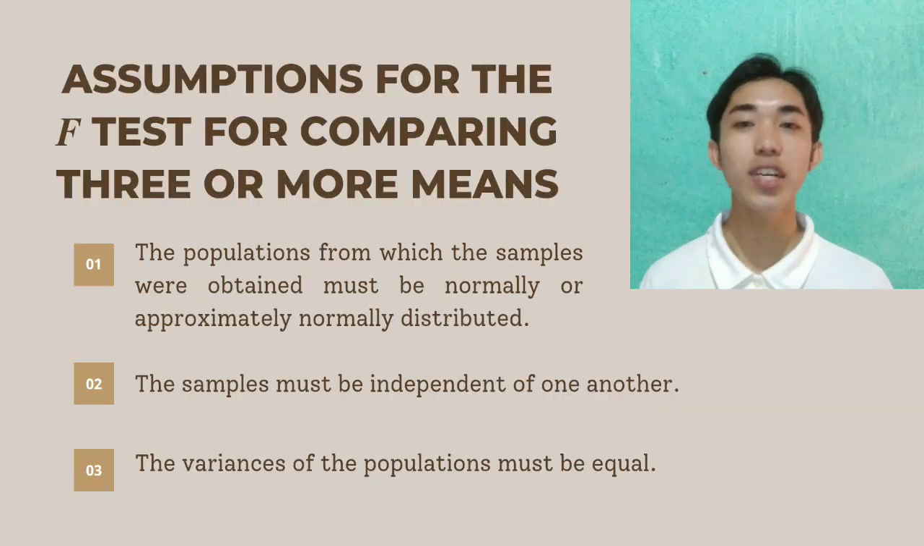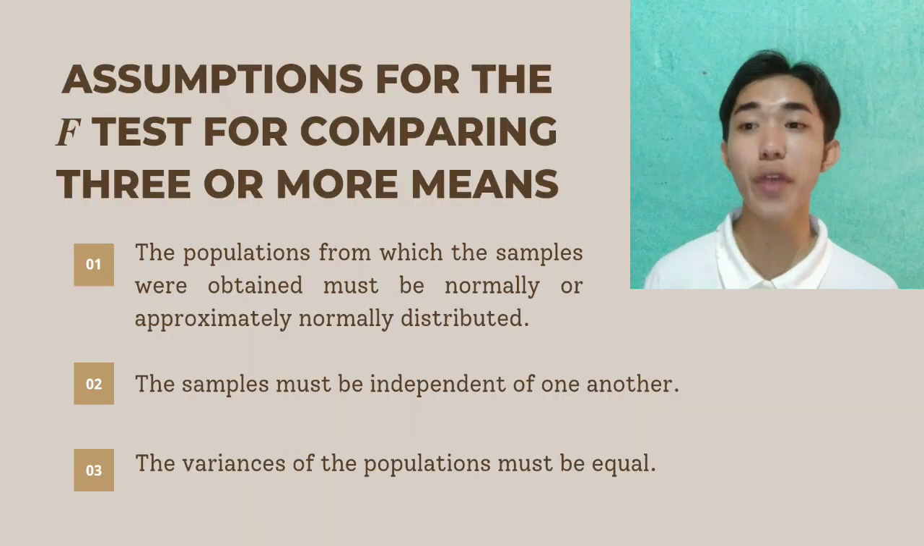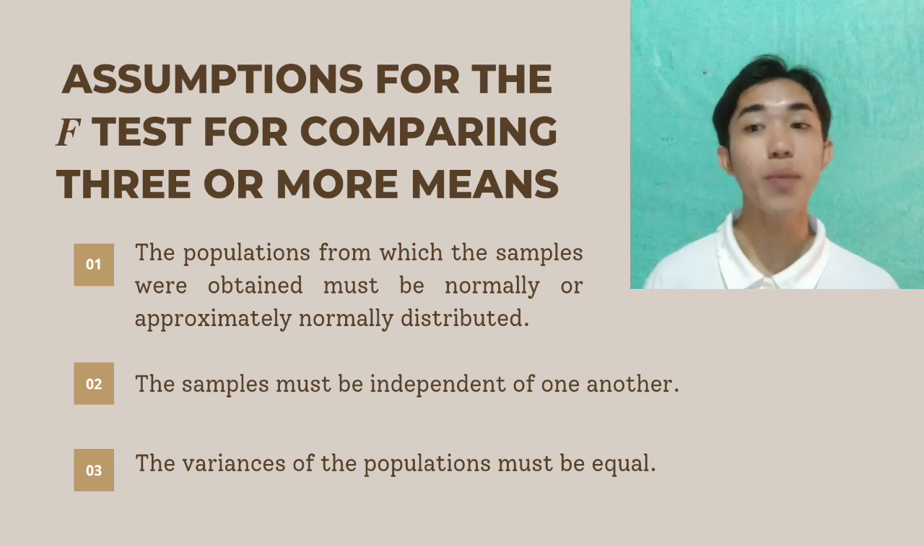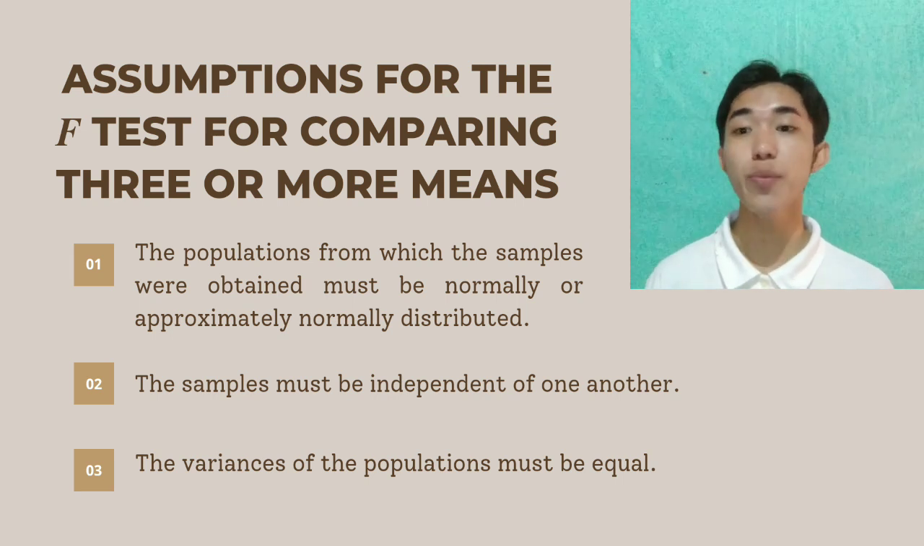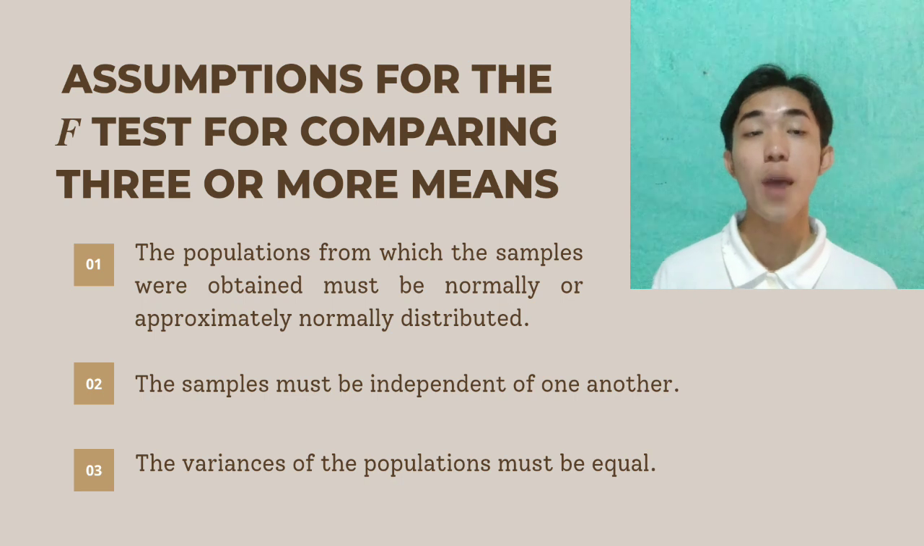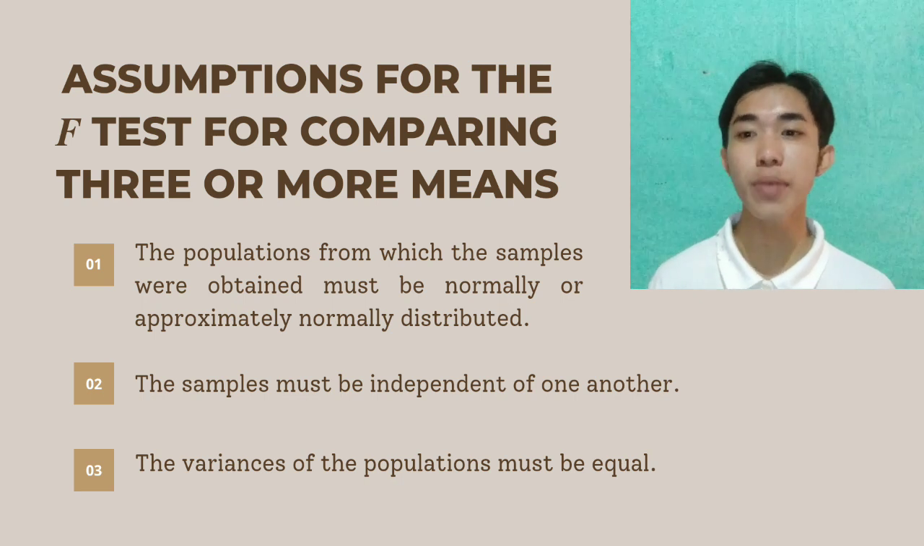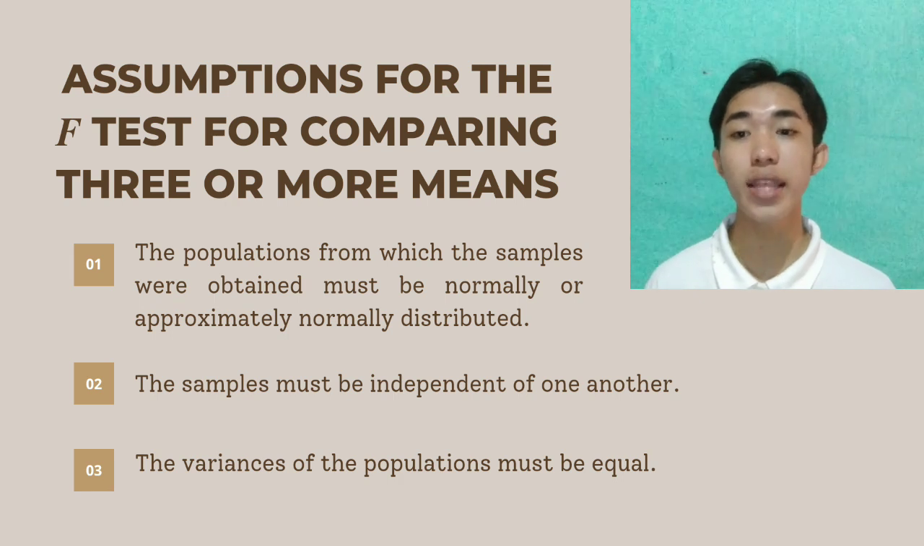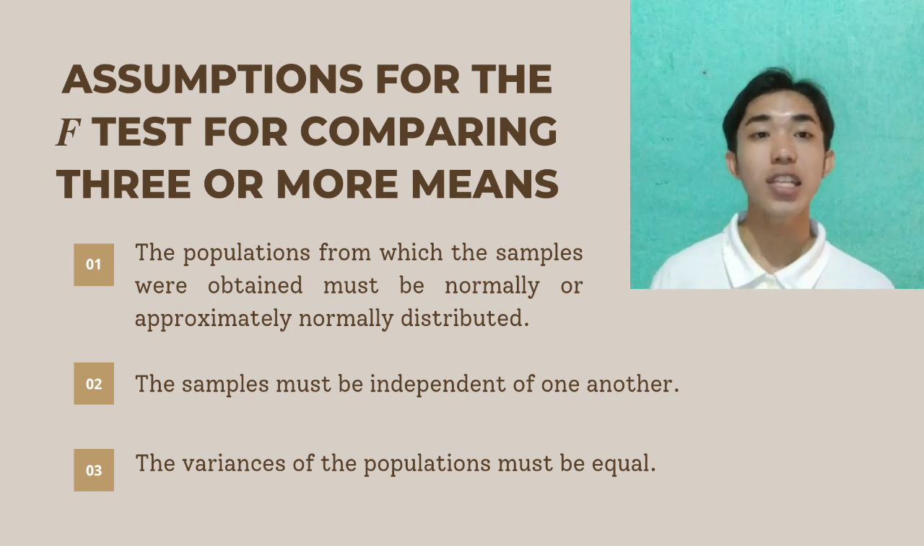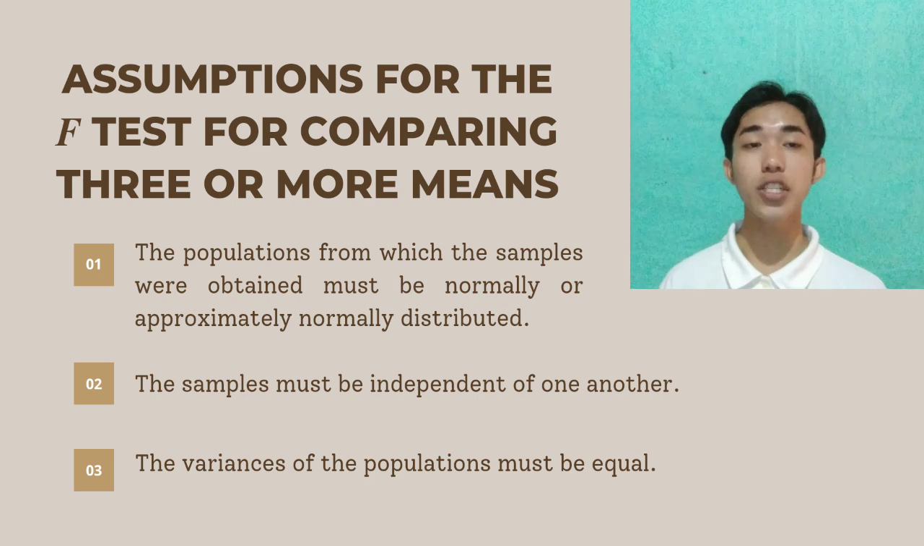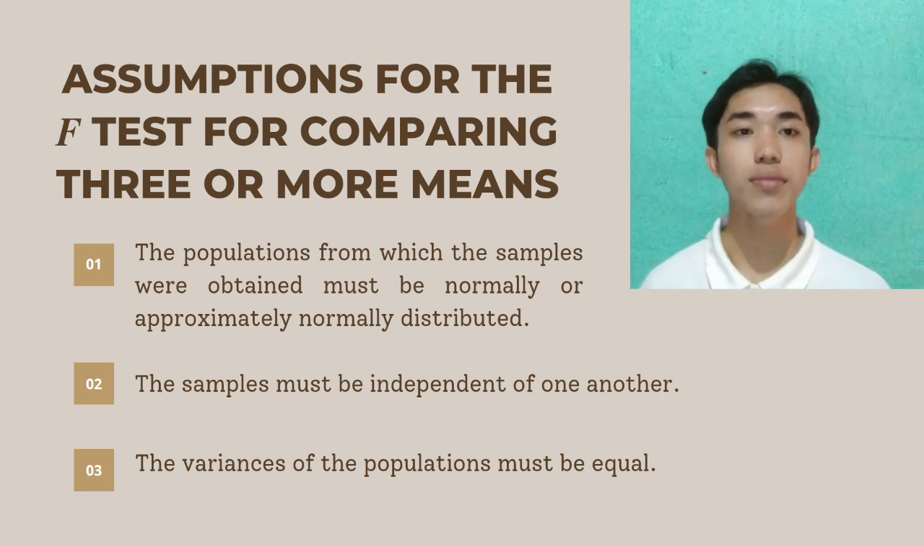So here we have the assumptions for the test for comparing 3 or more means. Number 1, the populations from which the samples were obtained must be normally or approximately normally distributed. Second, the samples must be independent of one another. And third, the variance of the populations must be equal.